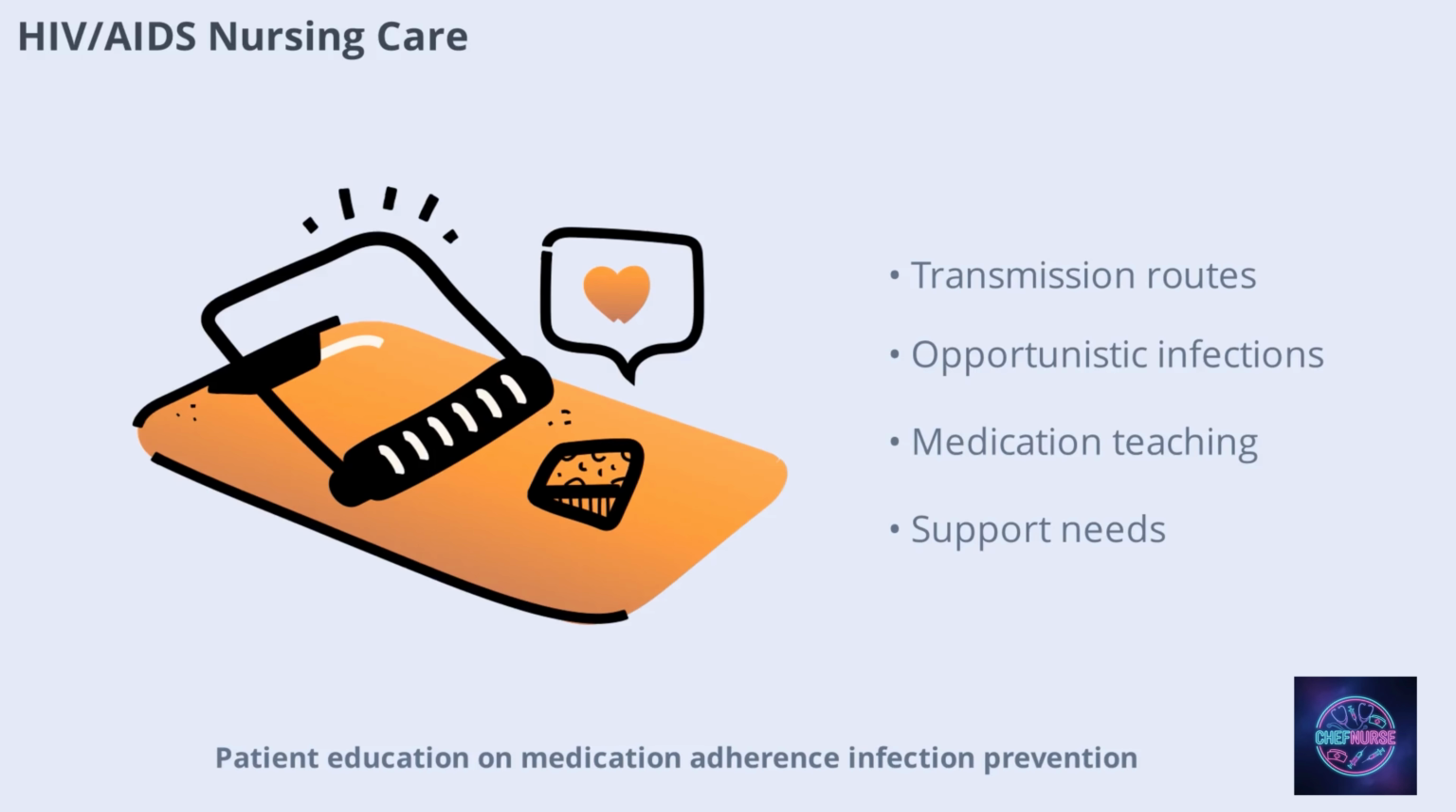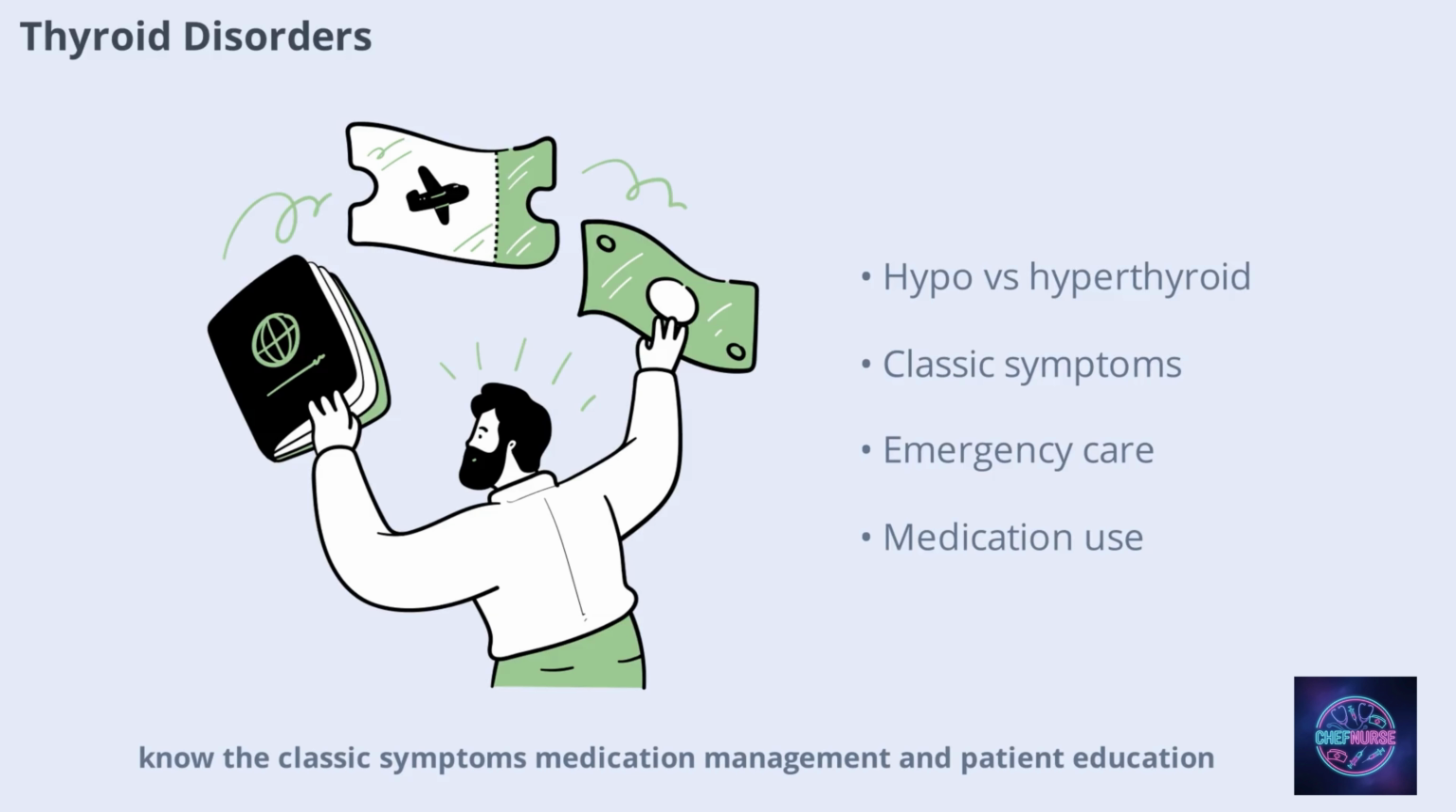Thyroid disorders, including hypothyroidism and hyperthyroidism, have distinct assessment findings and management strategies. For the NCLEX, know the classic symptoms, medication management, and patient education. Recognize the signs of thyroid storm and myxedema coma and the emergency interventions required for each. Patient education on medication adherence and monitoring for complications is key.